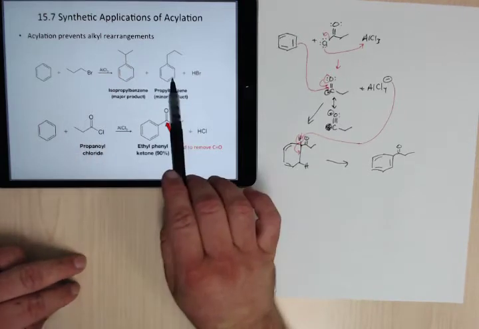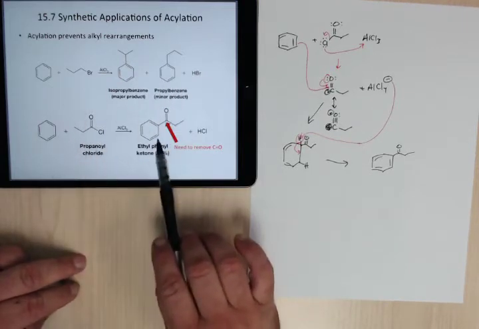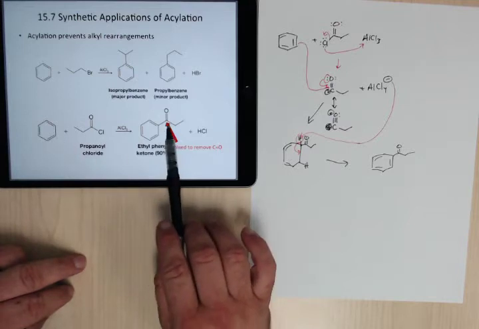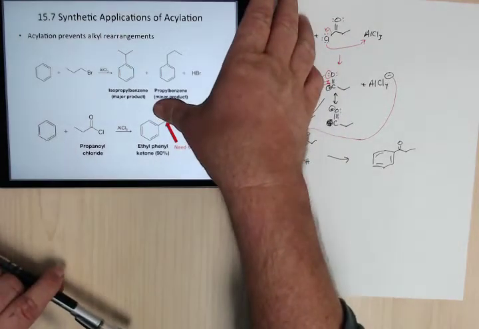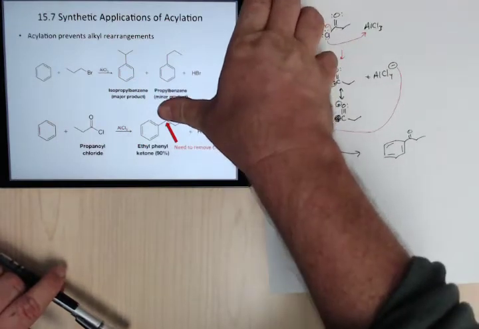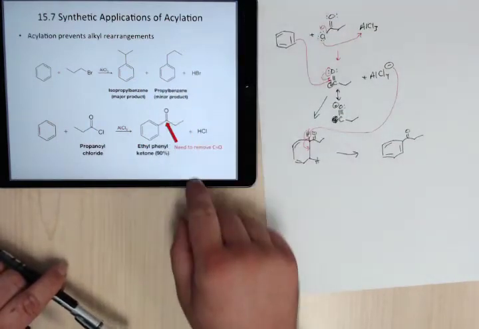So this is great, right? Because you don't have to do the alkylation, right? But the problem is, how the heck do you get rid of this? If we want to make the propylbenzene, we need to get rid of that.